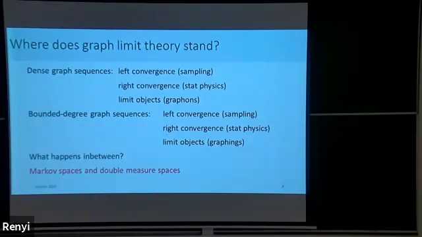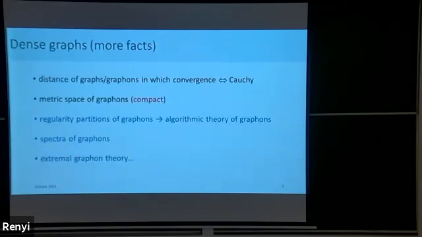And one of the goals of this talk is to come back to what happens in between, and we'll talk about Markov spaces and double measure spaces. But let's recall some more facts about dense graphs. So David mentioned that you can define the distance of two graphs. In fact, there are various notions of distance between two graphs. One comes from sampling, but there are the more structural, more global notions of distance, which I don't have time to go into. And then the convergence is equivalent to the Cauchy property in this distance. And the graphons will form a metric space, and it's very important: this is a compact metric space. I'll show you at least one application, or maybe more, where this really plays a very important role.